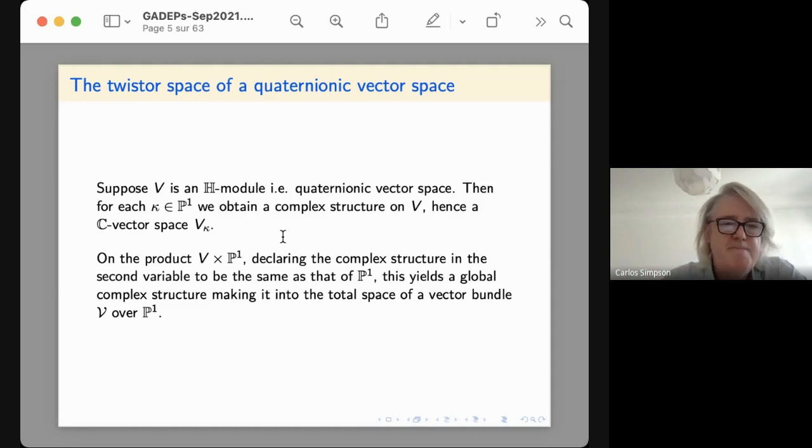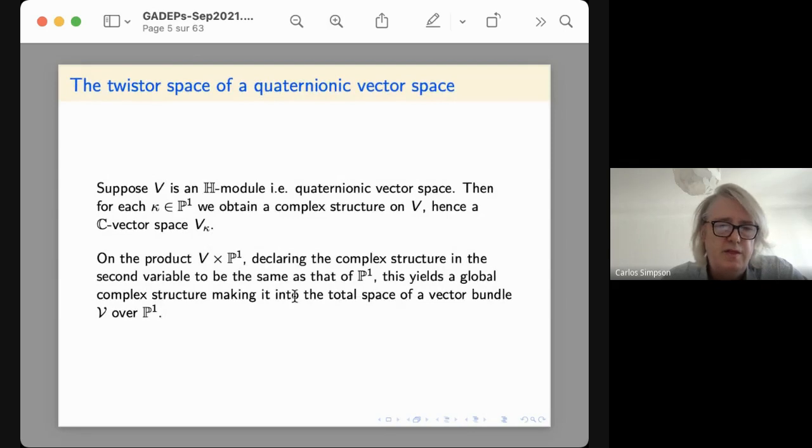Then the construction of the twistor space is easy from this viewpoint. You just take V cross P1, and then we give that total space a complex structure by declaring that the complex structure in the P1 direction is the usual one, and the complex structure in each fiber over a point of P1 is that complex structure on V.